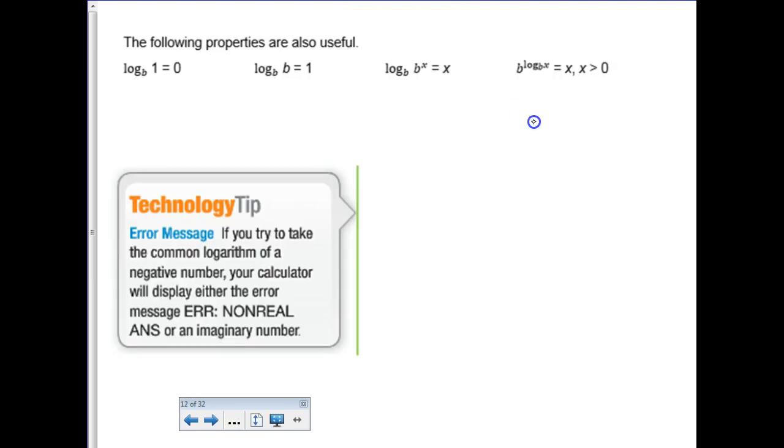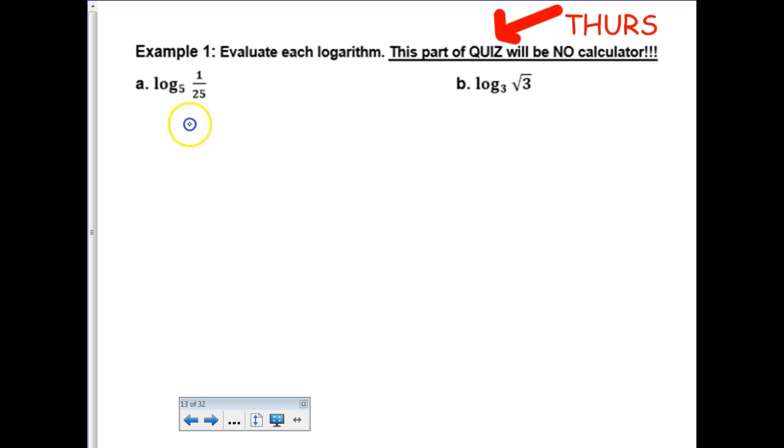All right, here we go. This is not on your paper? No. All right, help me. These are on your paper. Here we go. Without a calculator, okay? No calculator, but you can look at your chart if you need it.